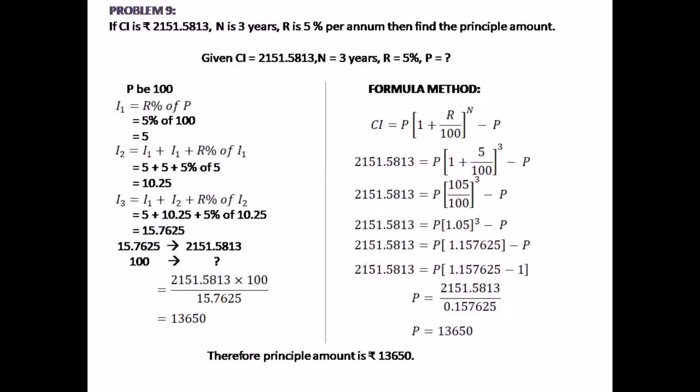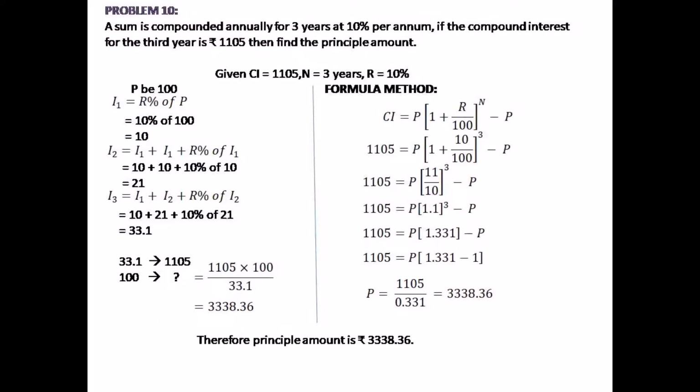Cross multiplying both sides, we get 2,151.5813 into 100 divided by 15.7625 gives 13,650. Solving by formula method, we get 2,151.5813 equals P into 1 plus 5 by 100 on the whole power 3 minus P. On solving, we get P as 13,650. Therefore, principal amount is rupees 13,650.